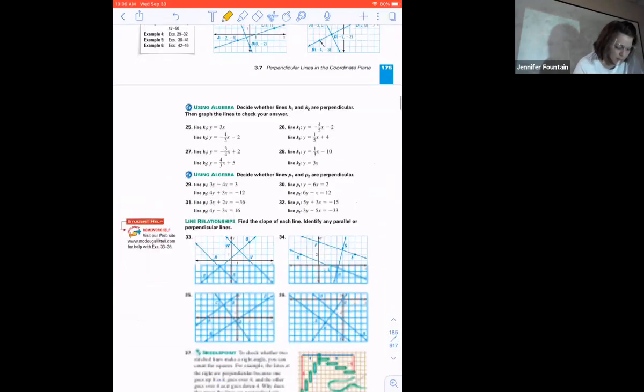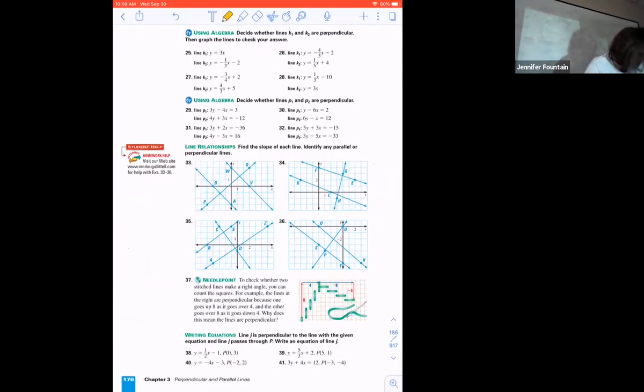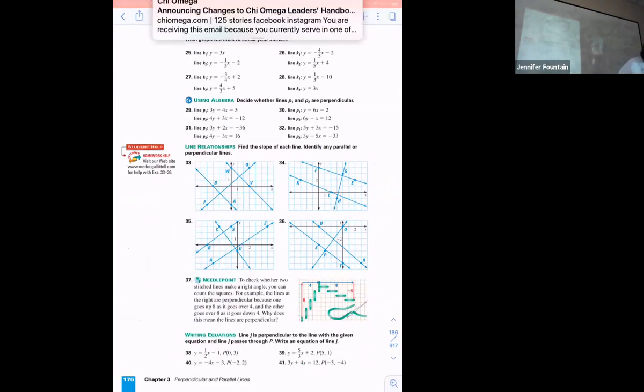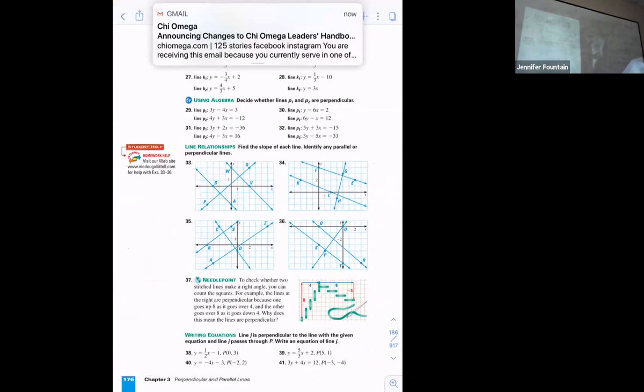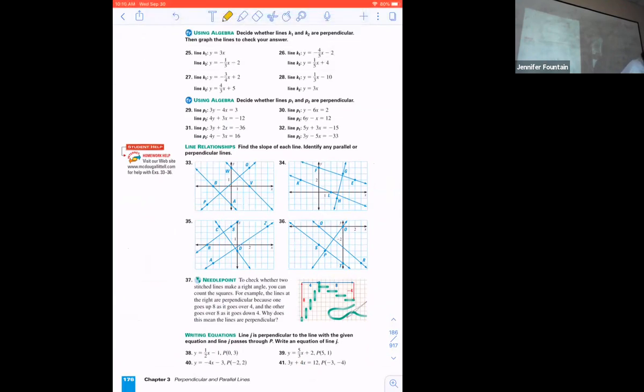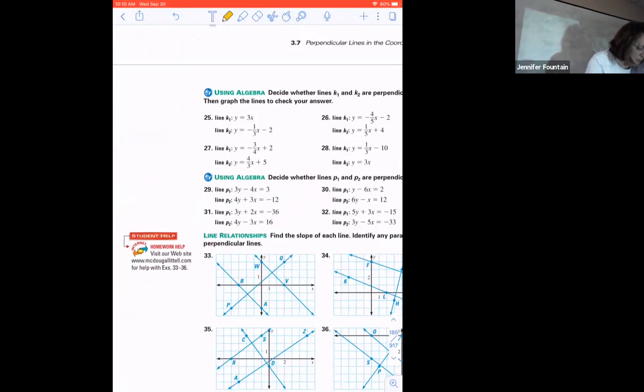Then we move on to page 176. On 176, the first section, decide whether K1 and K2 are perpendicular. So all you're doing is looking at their slopes. Are they perpendicular, yes or no? So we're going to start with number 26 on this page.